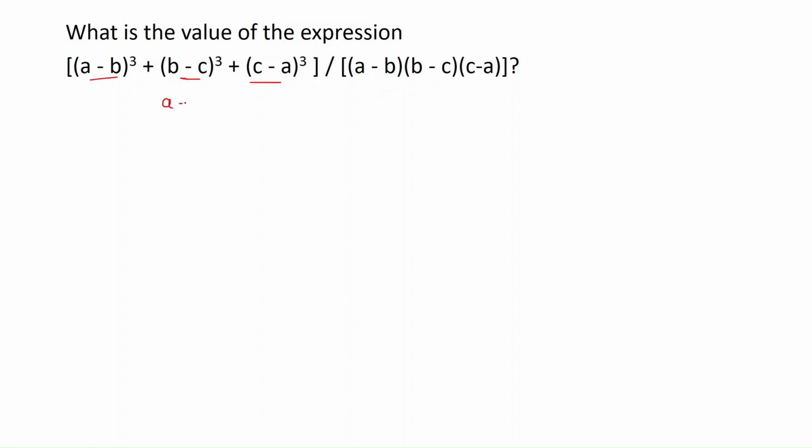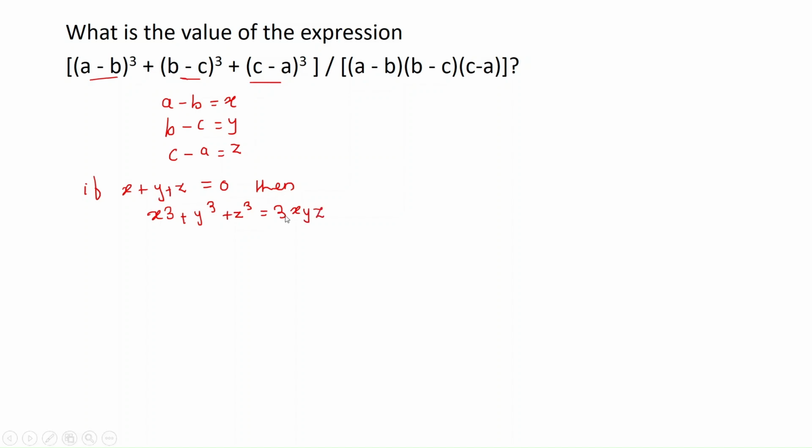So let's consider a minus b is equal to x, b minus c is equal to y, c minus a is equal to z. Now we know that if x plus y plus z is equal to 0, then x cube plus y cube plus z cube is equal to 3xyz. Now let's see if this is true.